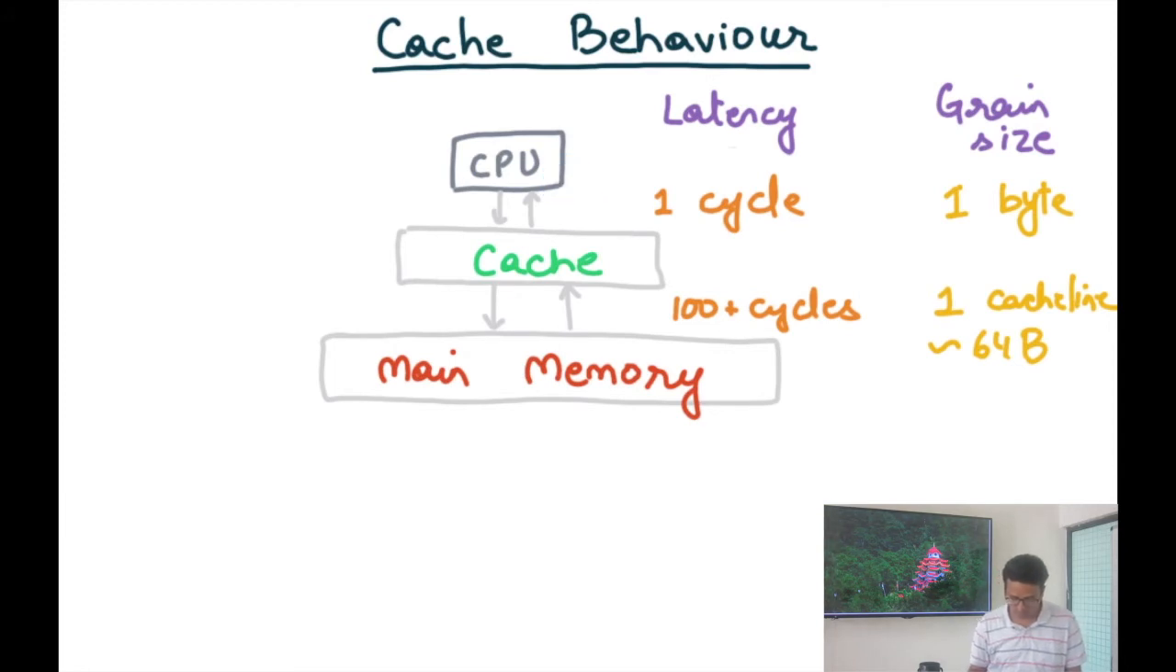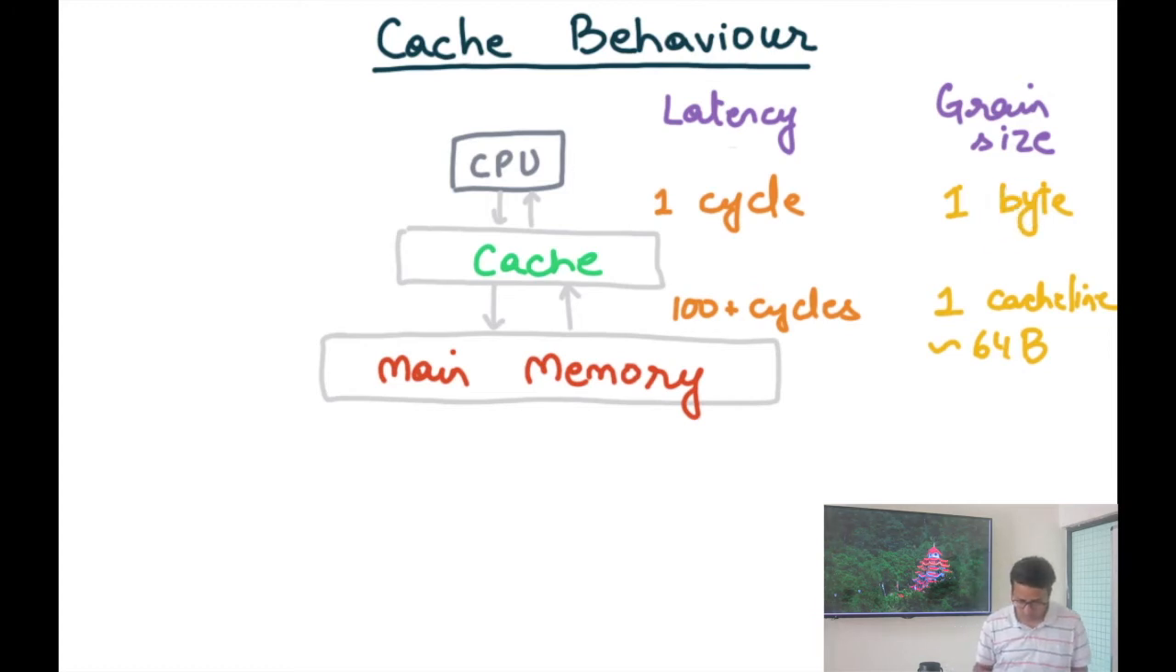Recall that the CPU has a cache and then there's main memory, and actually there's a cache hierarchy, but I'm simplifying the diagram here. There's L1, L2, L3 caches, but let's just say there's one cache and it has a best case latency of 1 cycle, and it has a grain size of 1 byte. So the CPU can basically access the cache at a byte granularity. I can just say give me the byte at address 100 and it will just give me 1 byte. So that's what I mean by grain size.